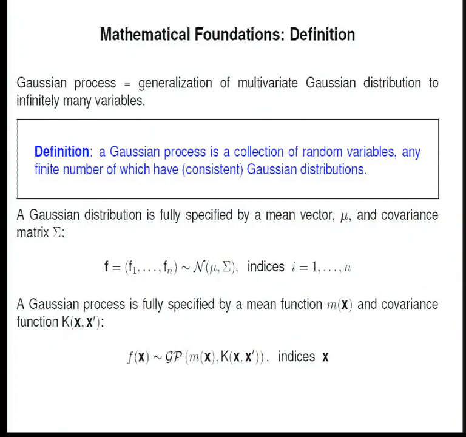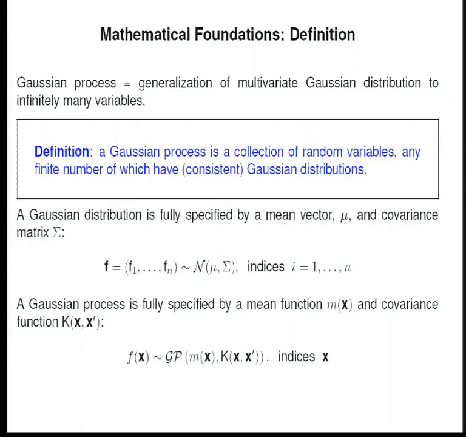Just like a Gaussian distribution is fully specified by a mean vector and a covariance matrix, I'll be using the same notation as Neil has here. So f, if you imagine it in terms of nonlinear regression, is our unobserved function, and it could have 1 to n different observations of that function, and we imagine that it's given by a multivariate normal distribution with a mean mu and a covariance sigma. And this is indexed by the indices 1 through n, as we saw on the previous pictures.